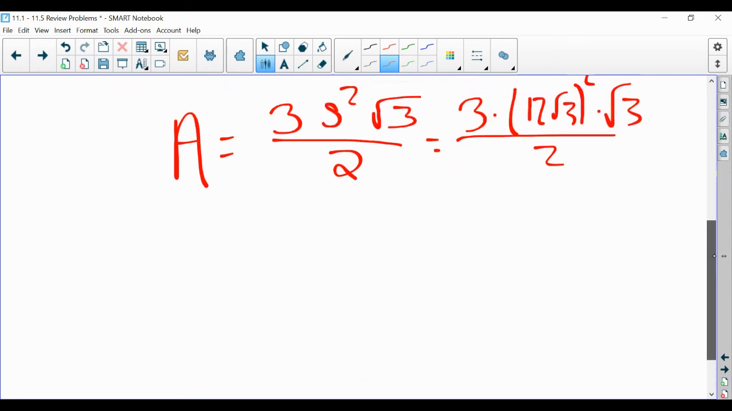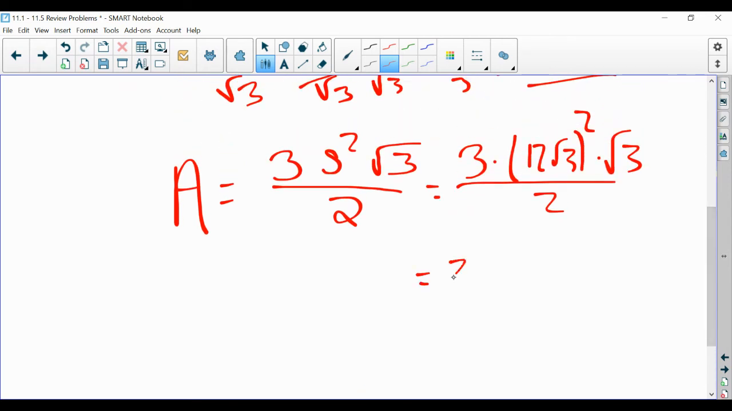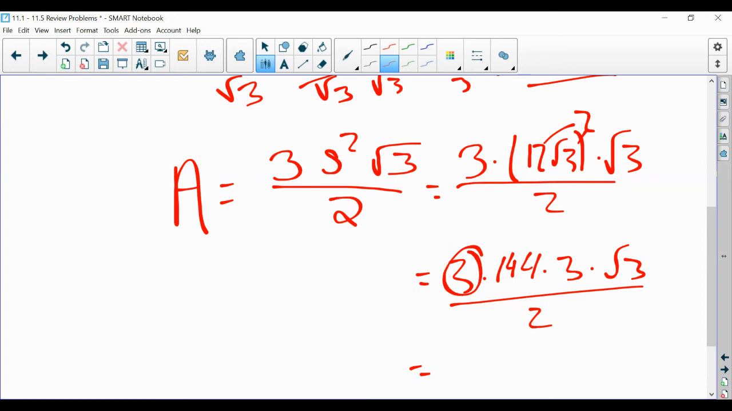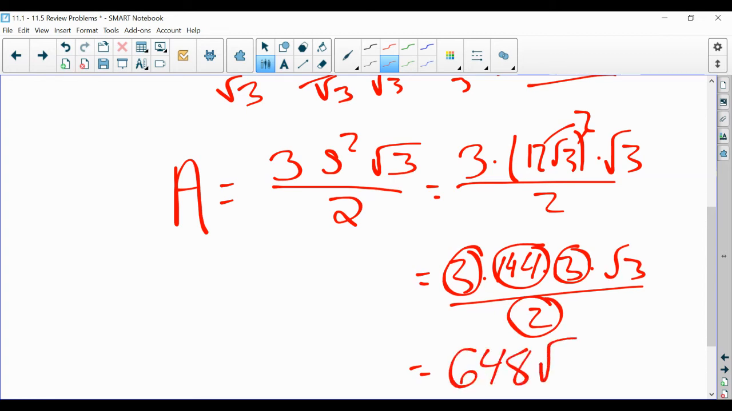What's that? Well, when I square this, I'm going to get 3 times, don't forget to distribute to the 12, 144, times rad 3 squared is another 3 times rad 3 over 2. And 3 times 3 is 9 times 144 is 1296. Cut that in half and you get 648 rad 3. And that's my final answer.